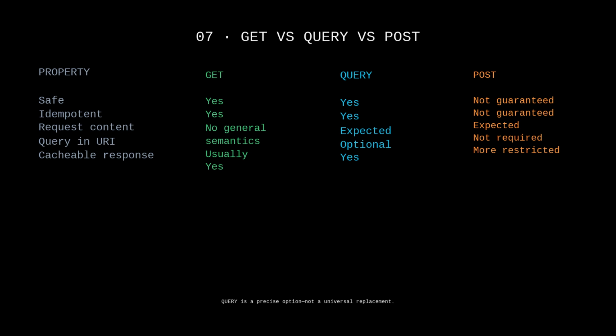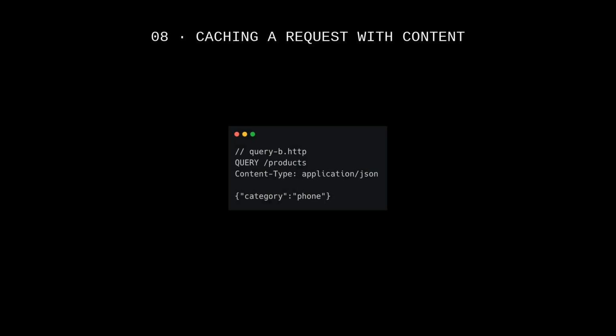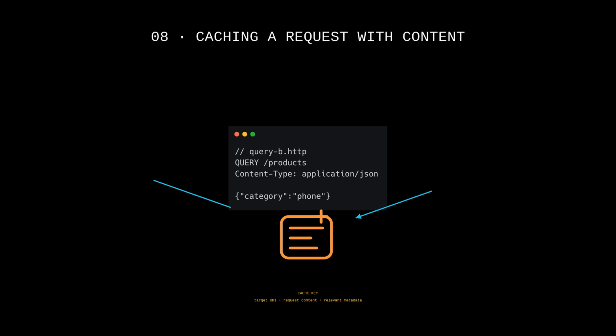QUERY responses can be cached, but the URI cannot be the whole key. These requests target the same product resource while asking different questions. RFC 10008 requires the cache key to incorporate the complete request content and relevant metadata, including representation details such as the media type. A cache therefore has to read and process the content. It may normalize equivalent representations only when it understands the format and semantics. That is more involved than a typical GET, and incorrect normalization can return the wrong result.